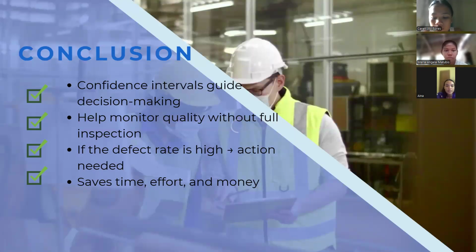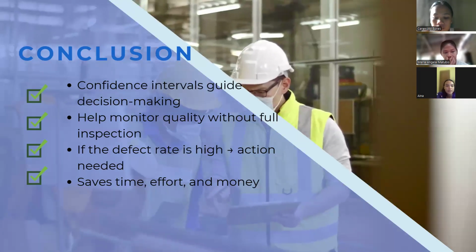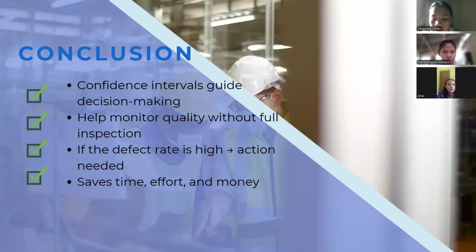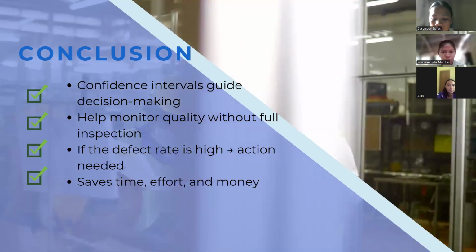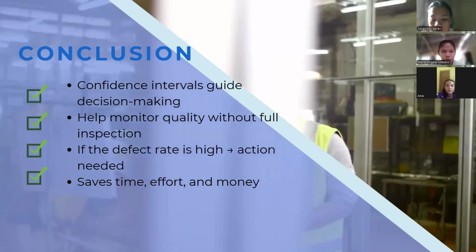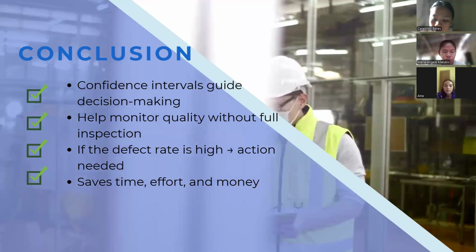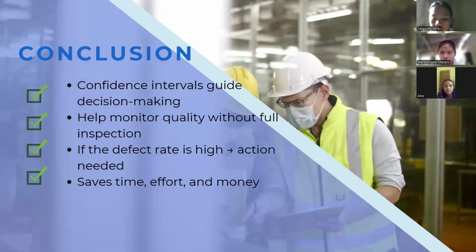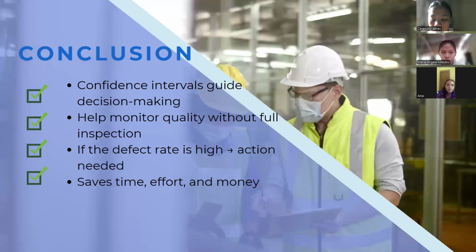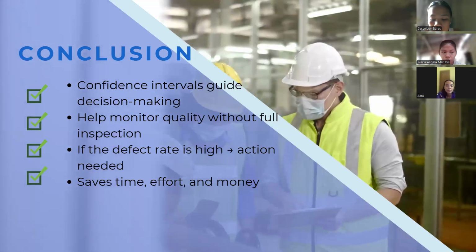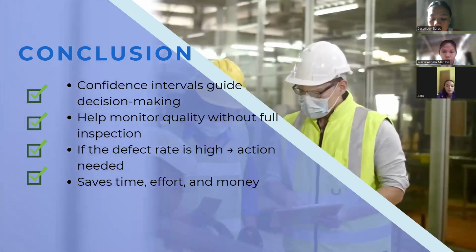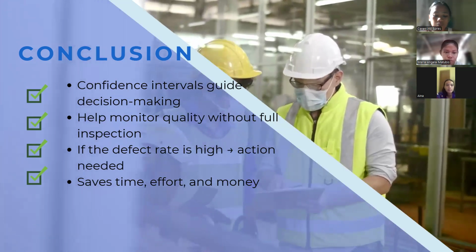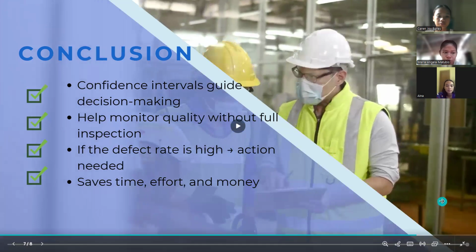To sum up, confidence intervals help decision makers understand quality without testing every single item. In our case, the factory knows that their defect rate most likely falls between 2.71% and 9.29%. If that range is too high, they can investigate further. This saves time, effort, and money while ensuring quality remains under control.